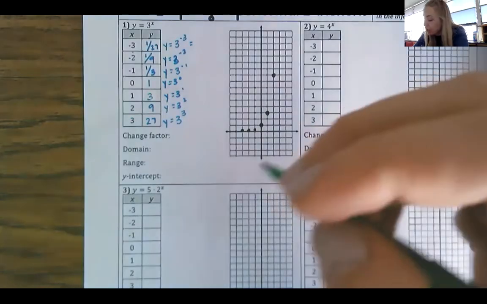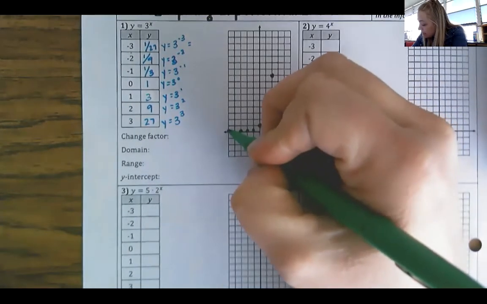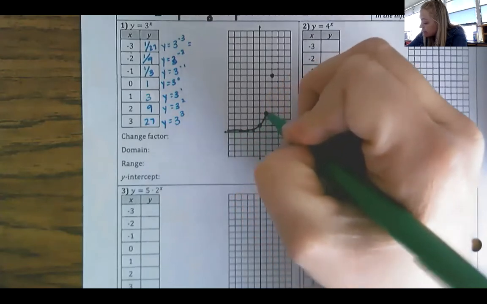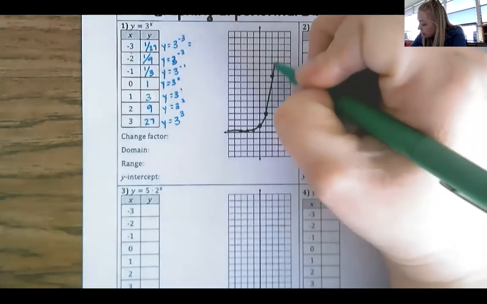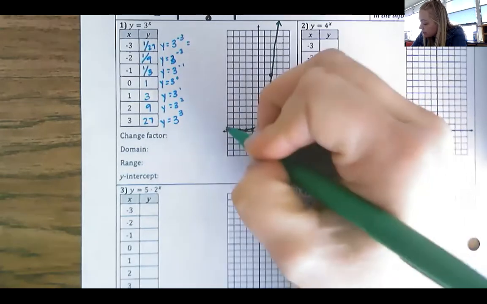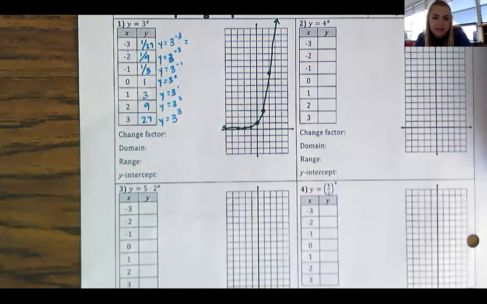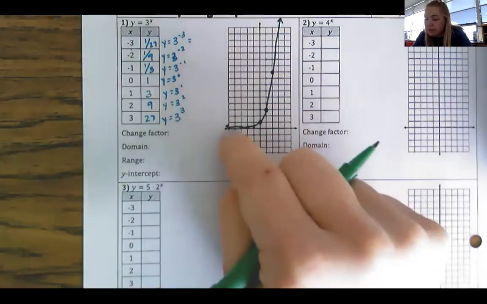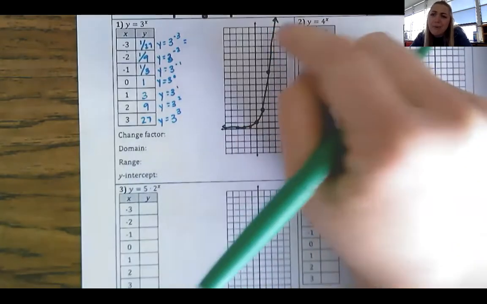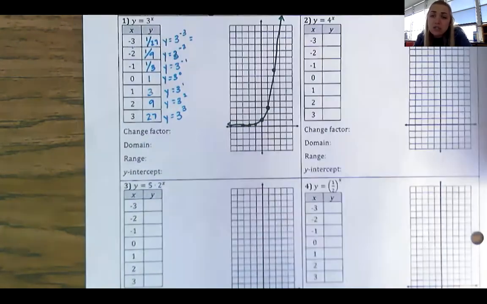Okay, so let's connect these dots. And it looks something like this. Mine shouldn't go over like that, but do you notice how I put arrows on the ends? Put arrows on the ends of your graph. That means it goes on forever.